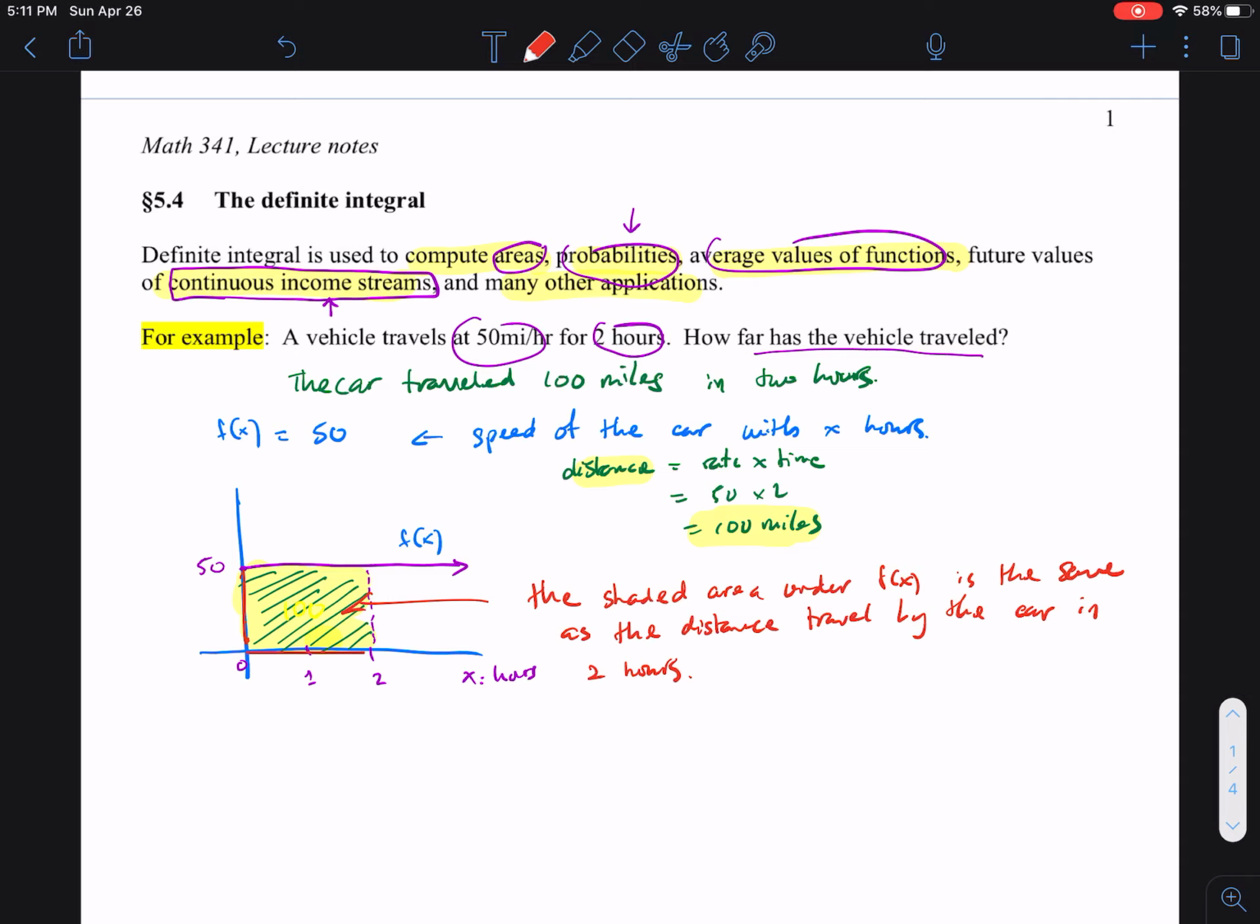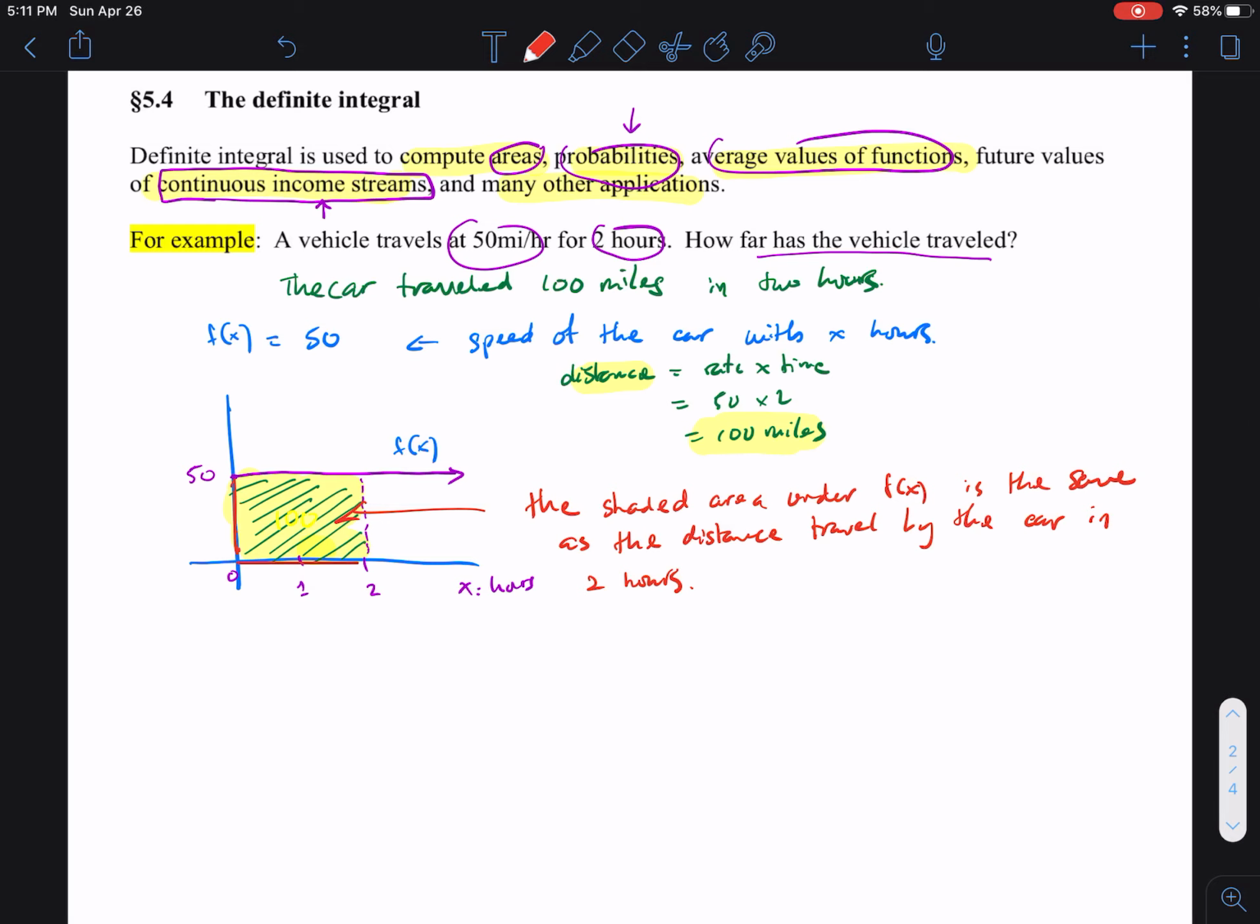Now if we look at this further, what if I want to look at the antiderivative of f of x? That's the integral of 50 dx, and that's just going to be 50x plus c. We can think of this as the distance function. If we plug in values of x, say I want to evaluate this from 0 to 2, that's 50 times 2 minus 50 times 0, so that's going to be 100. So it's the same thing. There is a connection: not only does the area underneath the curve represent the distance traveled by the car, but if we find the antiderivative of that function, we can just plug in the endpoints and subtract them to get the distance.